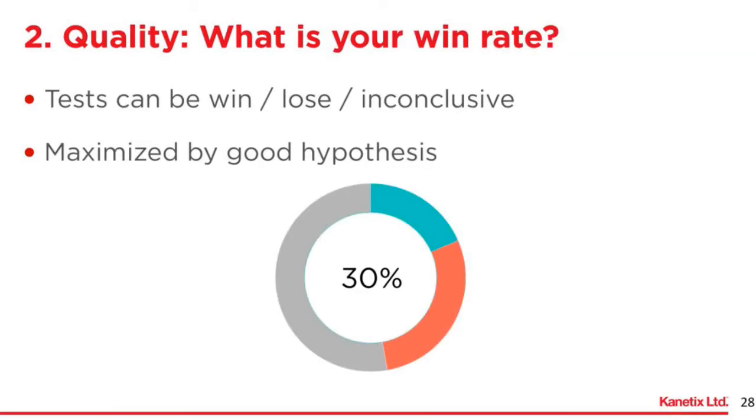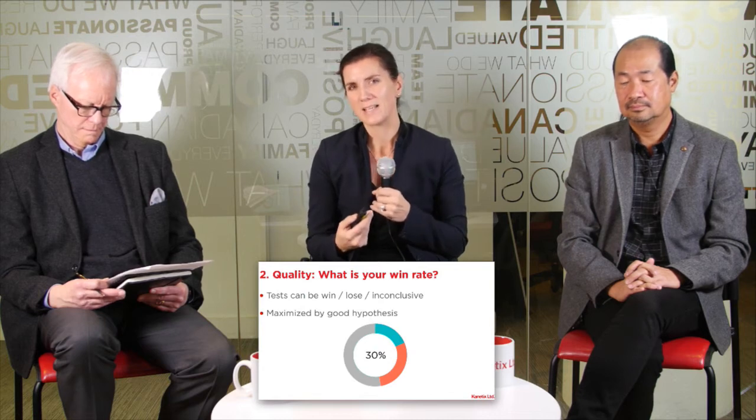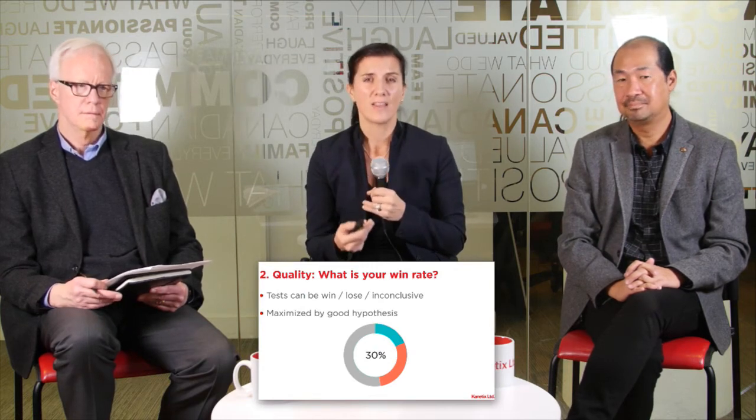So the win rate. Obviously you can win, lose, and have inconclusive tests. They are maximized by good hypotheses. When they're really thought out as to what you're trying to accomplish through the test, we do find that the better the hypothesis at the beginning, the higher the win rate. But don't get too frustrated by your win rate as it changes over time. When you start your A/B program, chances are good you're going to see really great win rates, and that's really, really good. As you get more tests through, you actually may see that win rate decline, and that's okay.